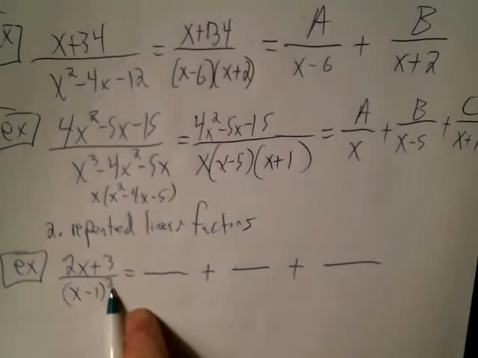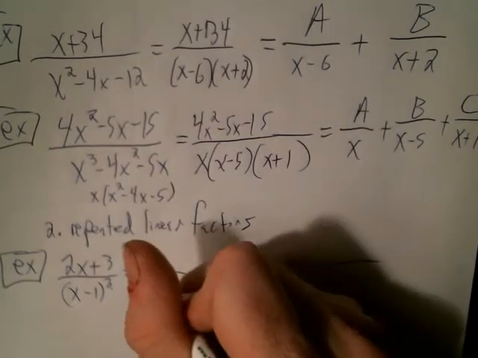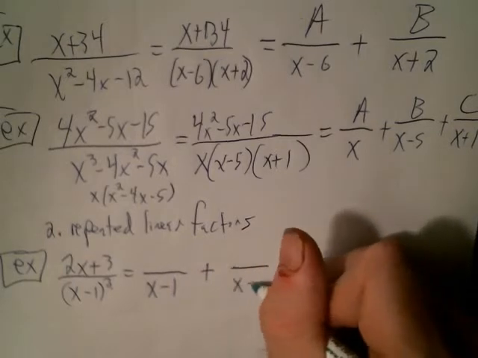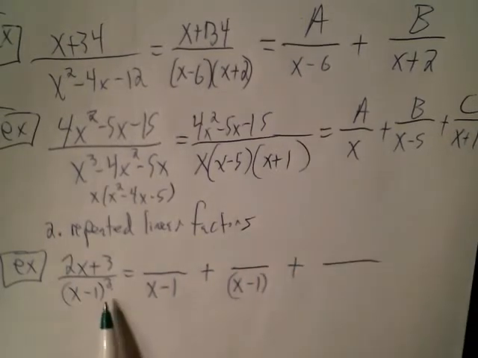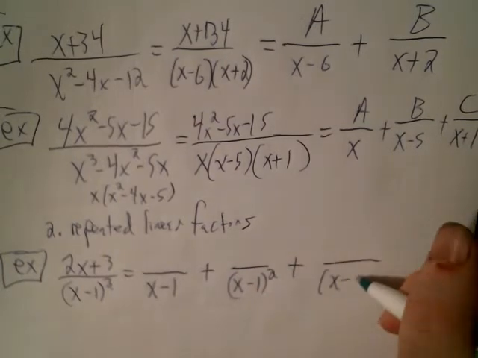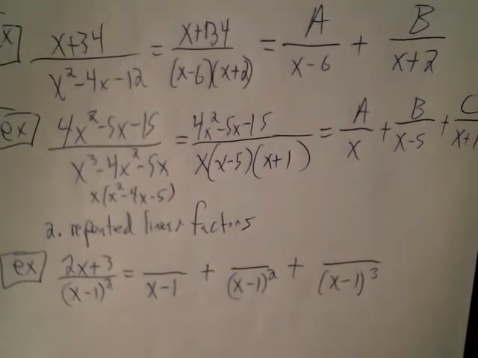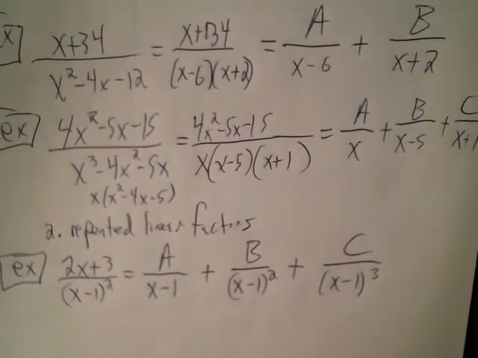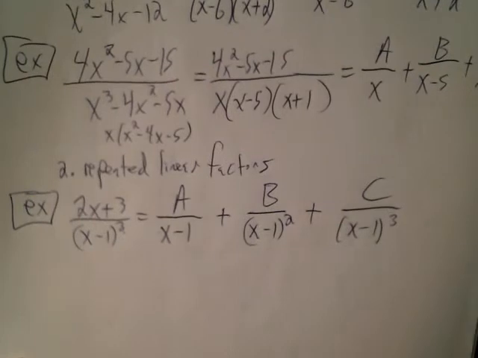One for each factor. And then in the denominator, it's a little bit different. You're going to put x minus 1, and then you work up to the power of the exponent. So then x minus 1 squared, and then finally x minus 1 to the third. Across the top, it's business as usual. You have A, B, C, and that's how it goes.